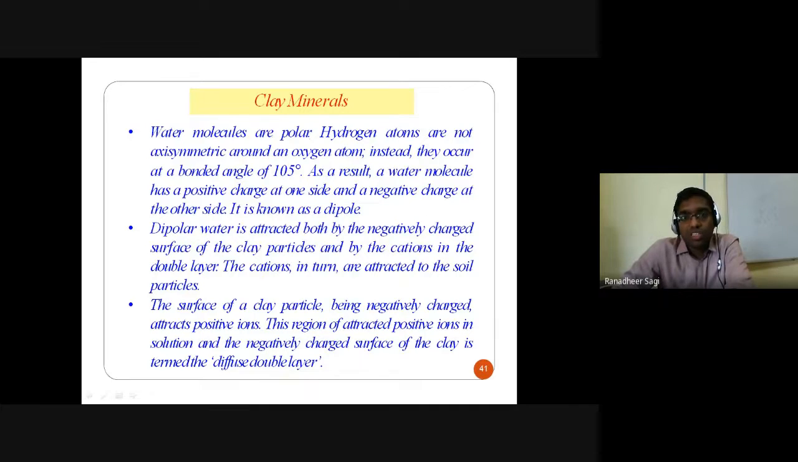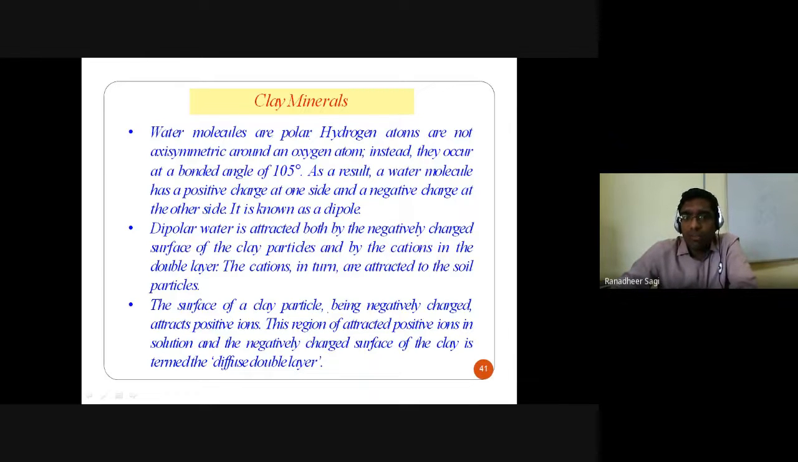That is what we call your dipole nature, which we have in the case of your water molecule. Dipolar water is attracted both by the negatively charged surface of the clay particle as well as any other cations that exist in the range of what is called your double layer. The cations in turn are attracted to your soil particles.